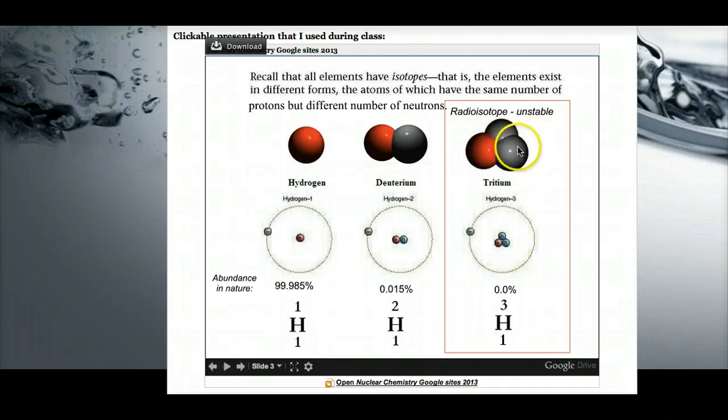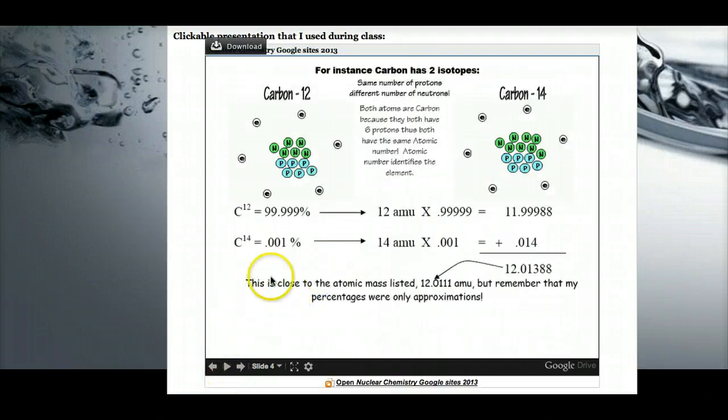We'll talk about that. Now, getting back to some basics here. Isotopes, some of them are going to be radioactive. We call them radioisotopes. And notice something, these are all hydrogen, but notice their abundances in nature are different. We've talked about the weighted mass problem. For instance, carbon-12 and carbon-14. Carbon-14 is a radioisotope where carbon-12 isn't.